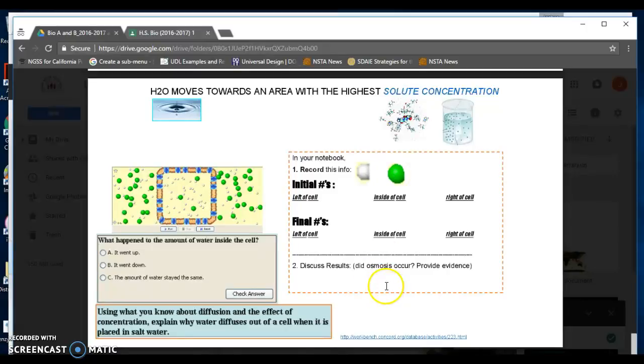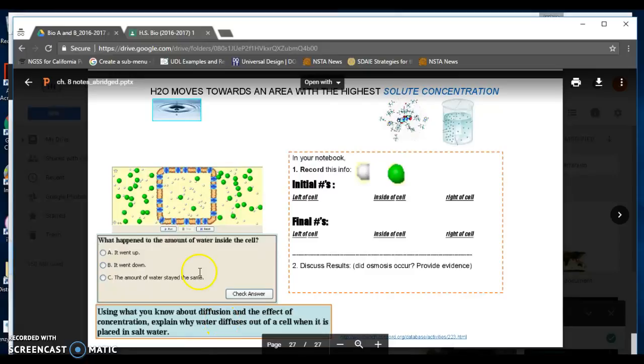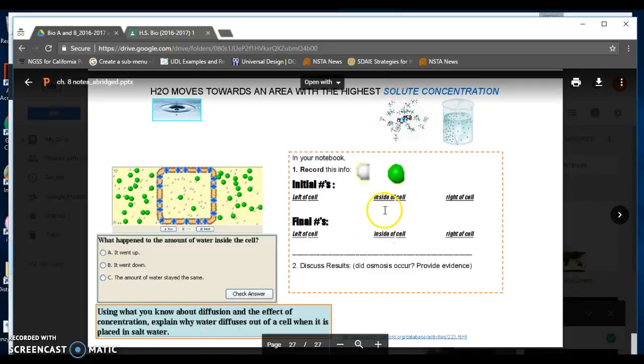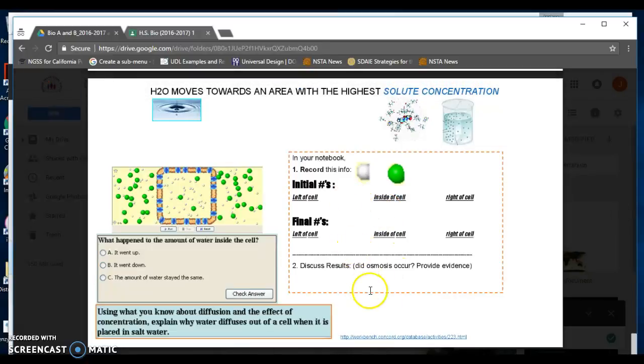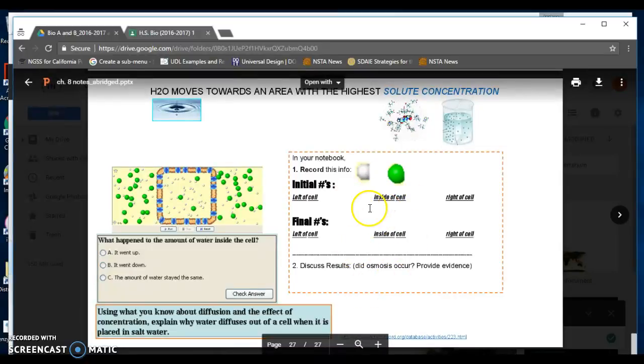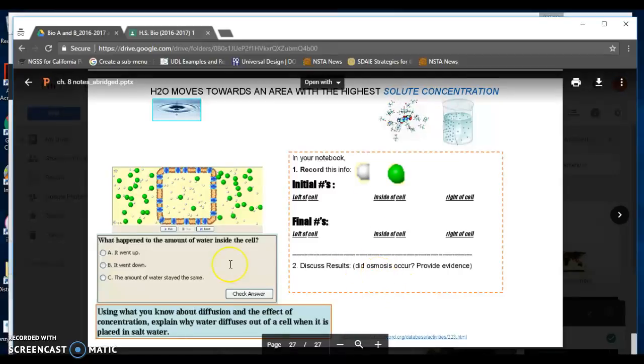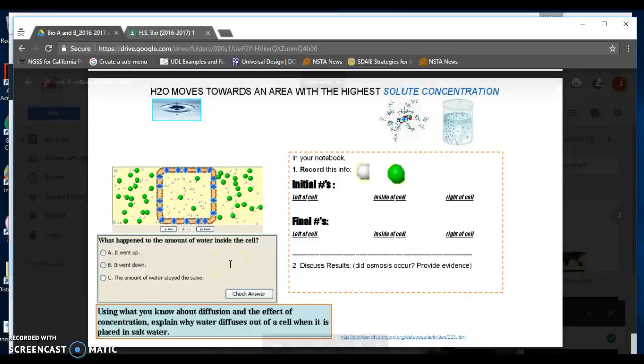All right, you discuss these results here, and you answer this question here. So there are 3 tasks to do. Record your data for beginning and ending. Use the results of the data to support whether or not you think osmosis occurred. Answer this question in the gray box, choose A, B, or C, and read this question in the blue box and respond to it as best you can.